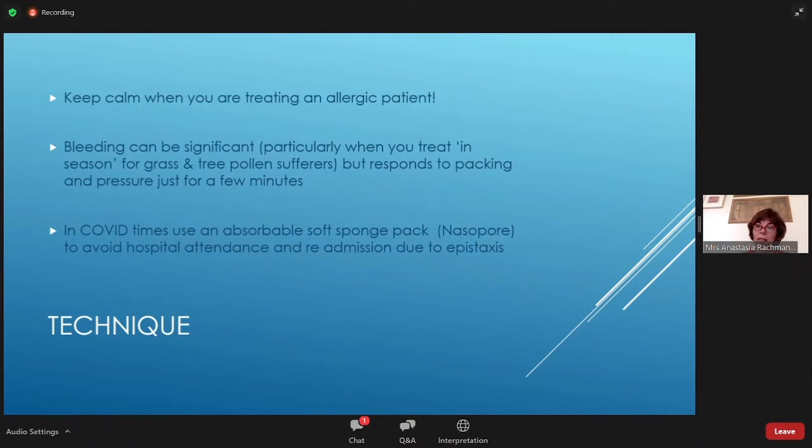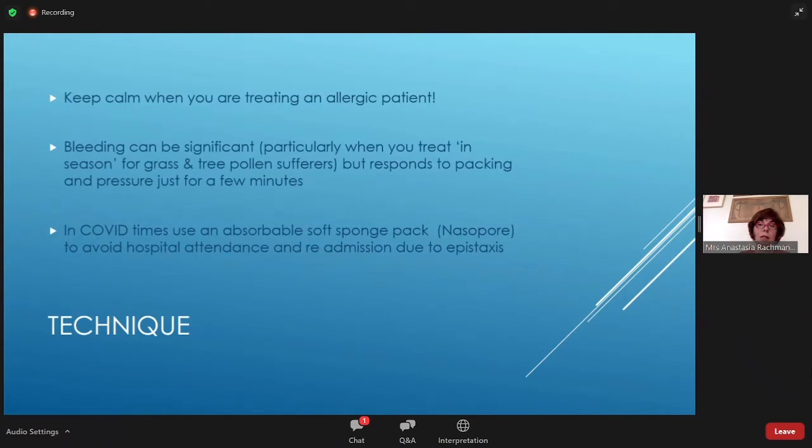When you're treating an allergic patient this time of the year, so during the spring and summer months, because sometimes we don't choose when we treat the patients, particularly in the NHS, then you have to be very clear with the preoperative management and have good preoperative medication for this patient. This time of the year, allergic patients tend to bleed. So keep calm. Use some packs, apply pressure for just a few minutes and it will stop.